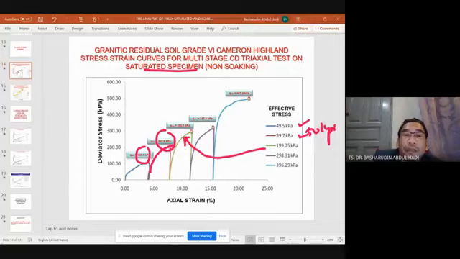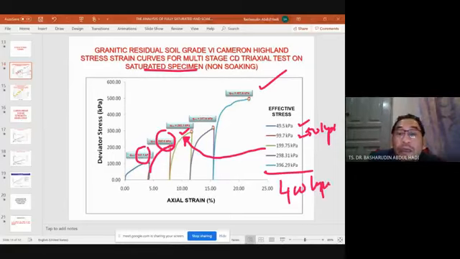So you get the reading of maximum deviator stress and axial strain of 293.1 kPa. Until you finish at this one, where the effective stress is around 400 kPa. All right, the reading is 497.6 kPa for the deviator stress.